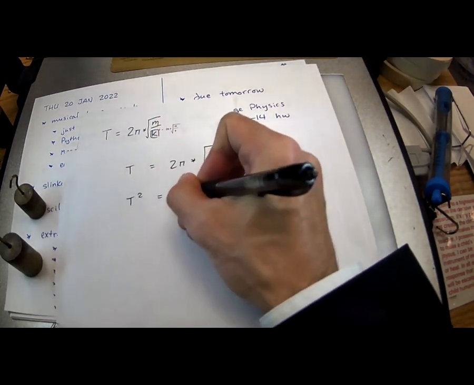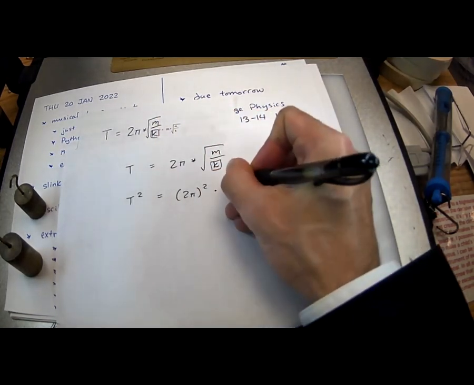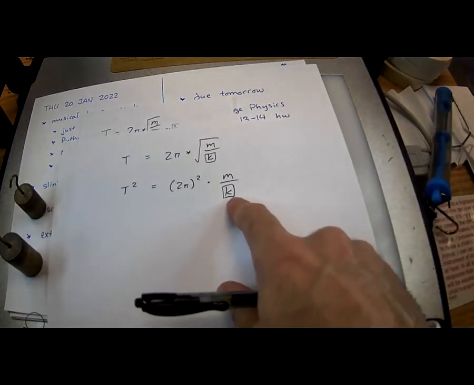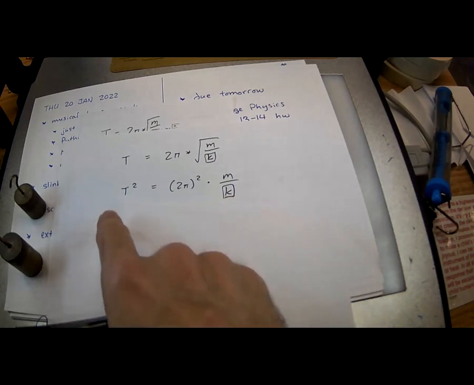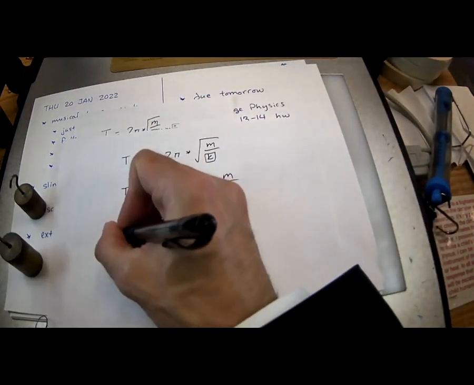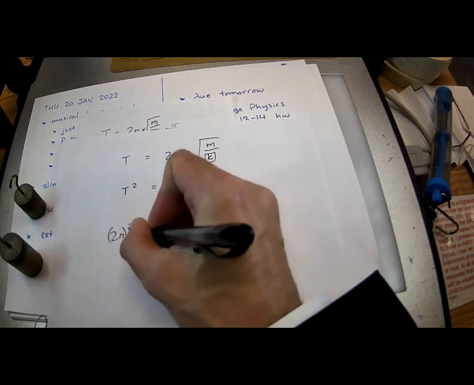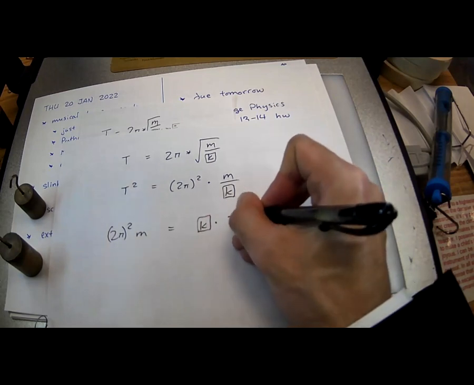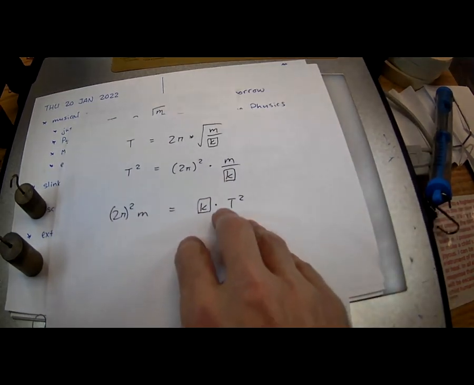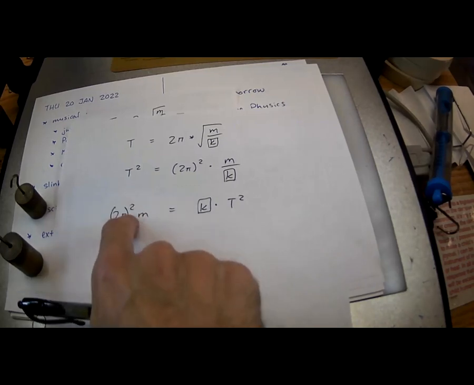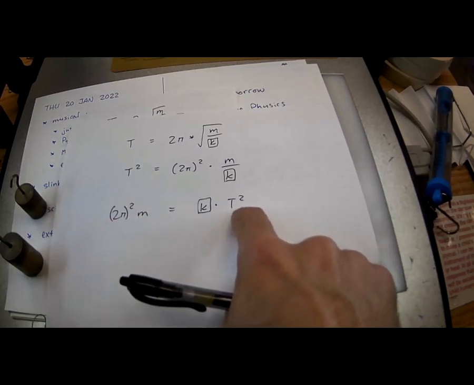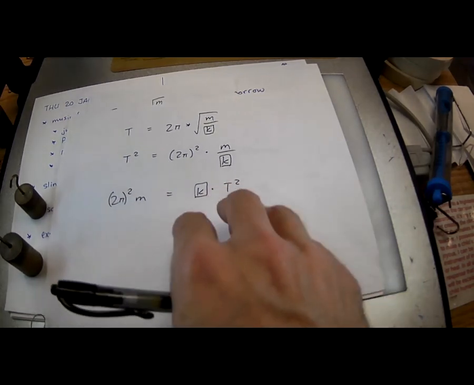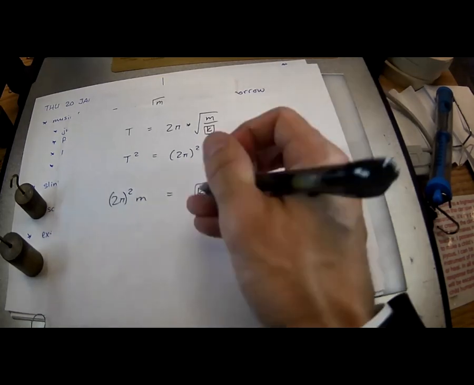T squared equals (2 pi) squared multiplied by m over k. That step was nice because it got rid of the square root. I'm going to cross multiply the k. Maybe I'll swap both sides while I'm at it. So (2 pi) squared m is equal to k times T squared. Actually, that could do it right there. If you graphed (2 pi) squared m on the vertical axis versus T squared on the x-axis, that would linearize and k would represent the slope. Perfectly valid. Just for the graph I printed, I'm going to do one more thing.